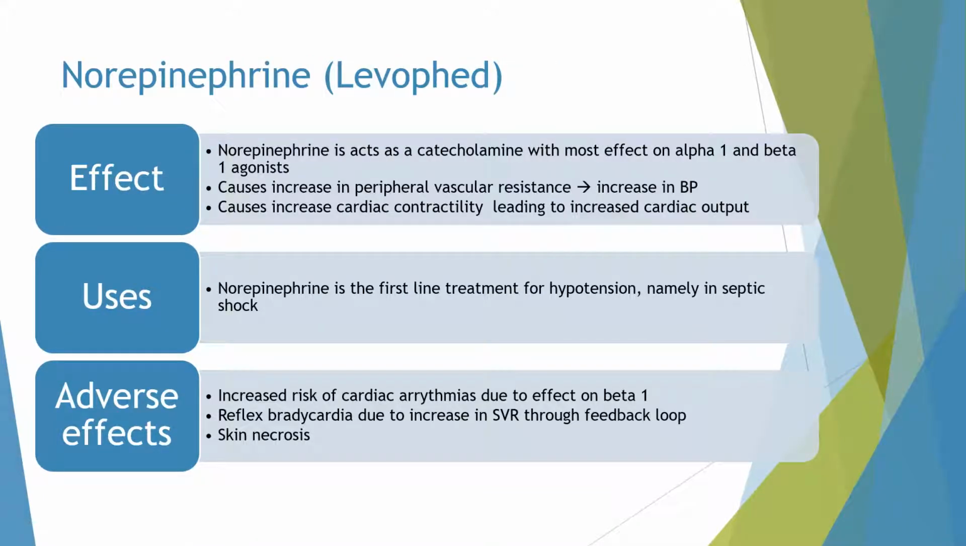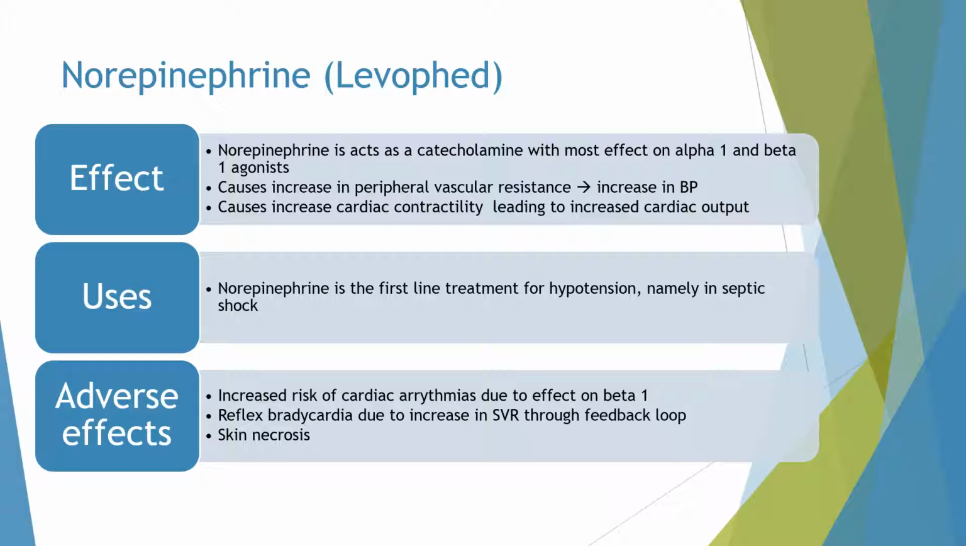Norepinephrine, or levofed, acts as a catecholamine and its most effect is on alpha-1 and beta-1. It can increase peripheral vascular resistance by acting on alpha-1, causing an increase in blood pressure, and it can cause increased cardiac contractility by affecting beta-1 to increase cardiac output. It is a first-line treatment of hypotension, and most often it is first-line in septic shock.